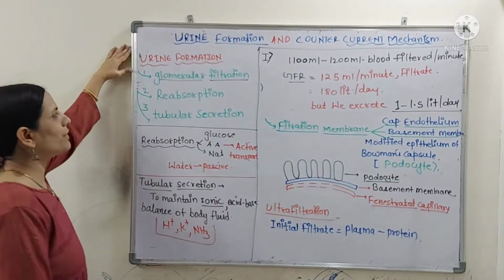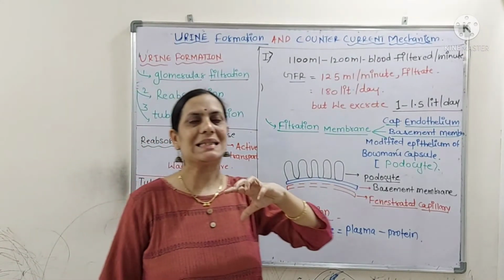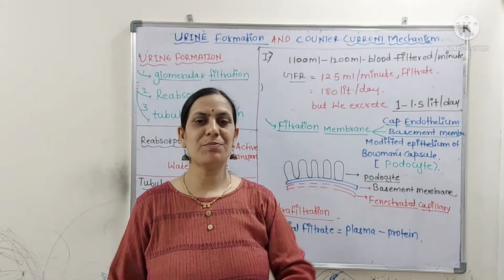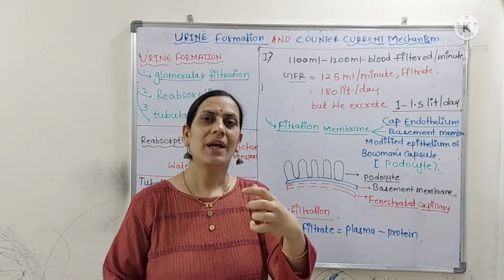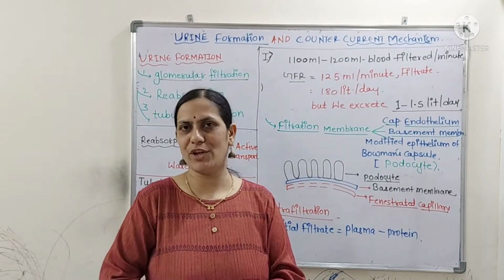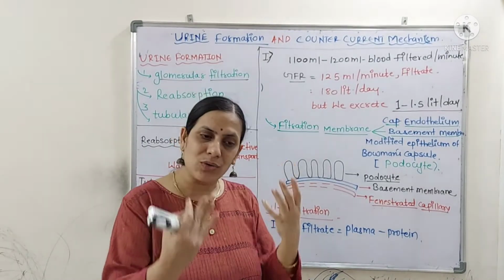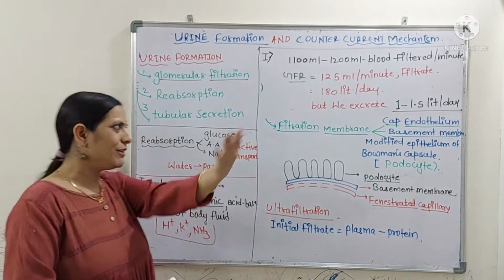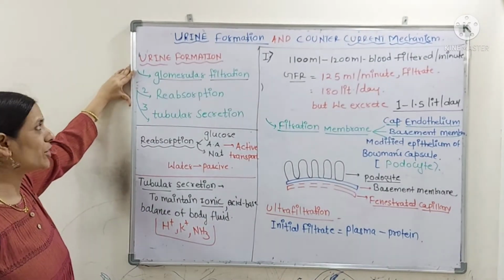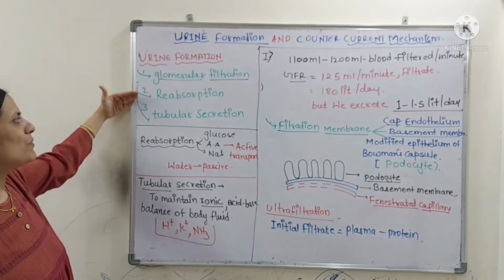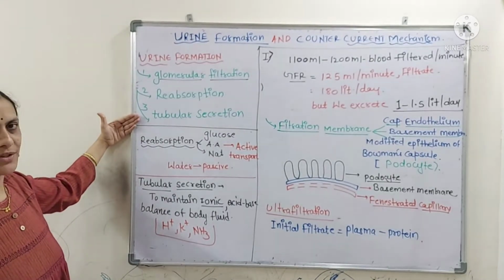So see here, we know whatever blood is coming for the filtration purpose from the heart to the kidneys via the renal artery is oxygenated, but it has urea inside it. So how the filtration occurs, we will check here. The urine formation takes place in three different steps: glomerular filtration, reabsorption and tubular secretion.